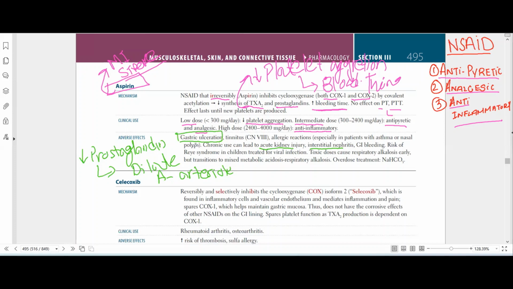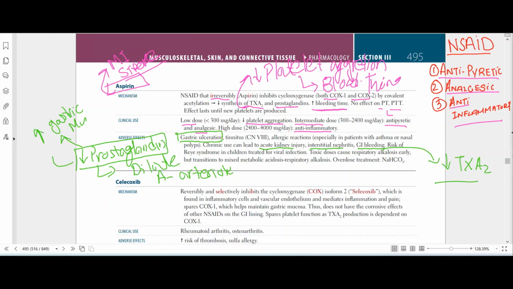The gastric ulceration is also due to decreased prostaglandin, because prostaglandin increases the gastric mucosa, which protects the stomach from the corrosive effect of HCl. Now the GI bleeding is basically due to the decreased thromboxane production.